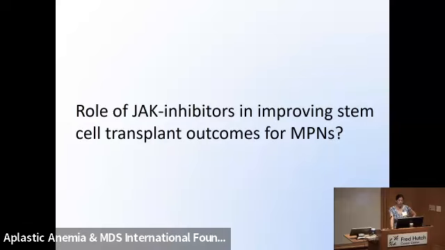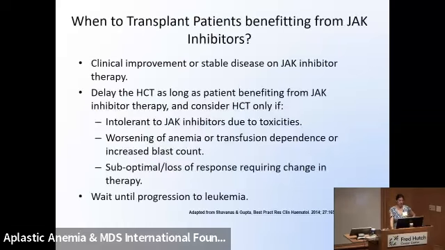So what is the role of the JAK inhibitors in improving stem cell transplant outcomes, and what data do we have? And this is what I've spent most of my last 12 years here working on, is now that we have all these drugs approved, how can people do better with transplant?